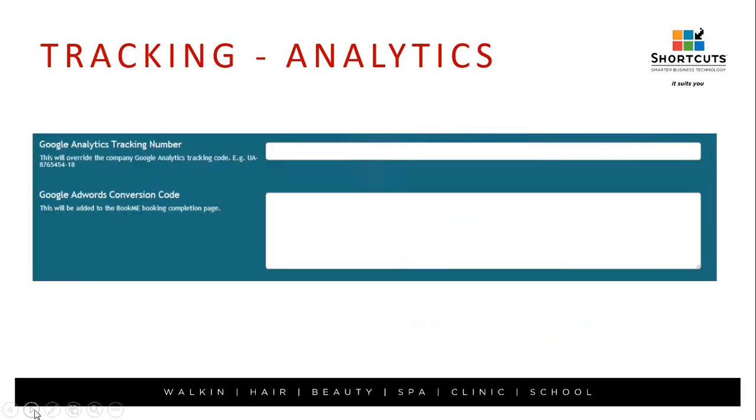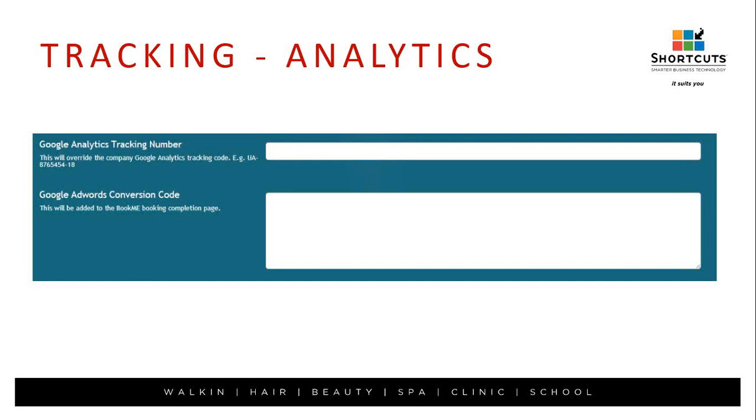And all we need to do is, when you set up an account with Google Analytics, then in your company settings where we were a second ago, you'll see that there's a Google Analytics tracking number. You just need to type that in. So when you sign up for your analytics account, you'll be provided with a tracking number. And that tracking number just needs to go in that box there.